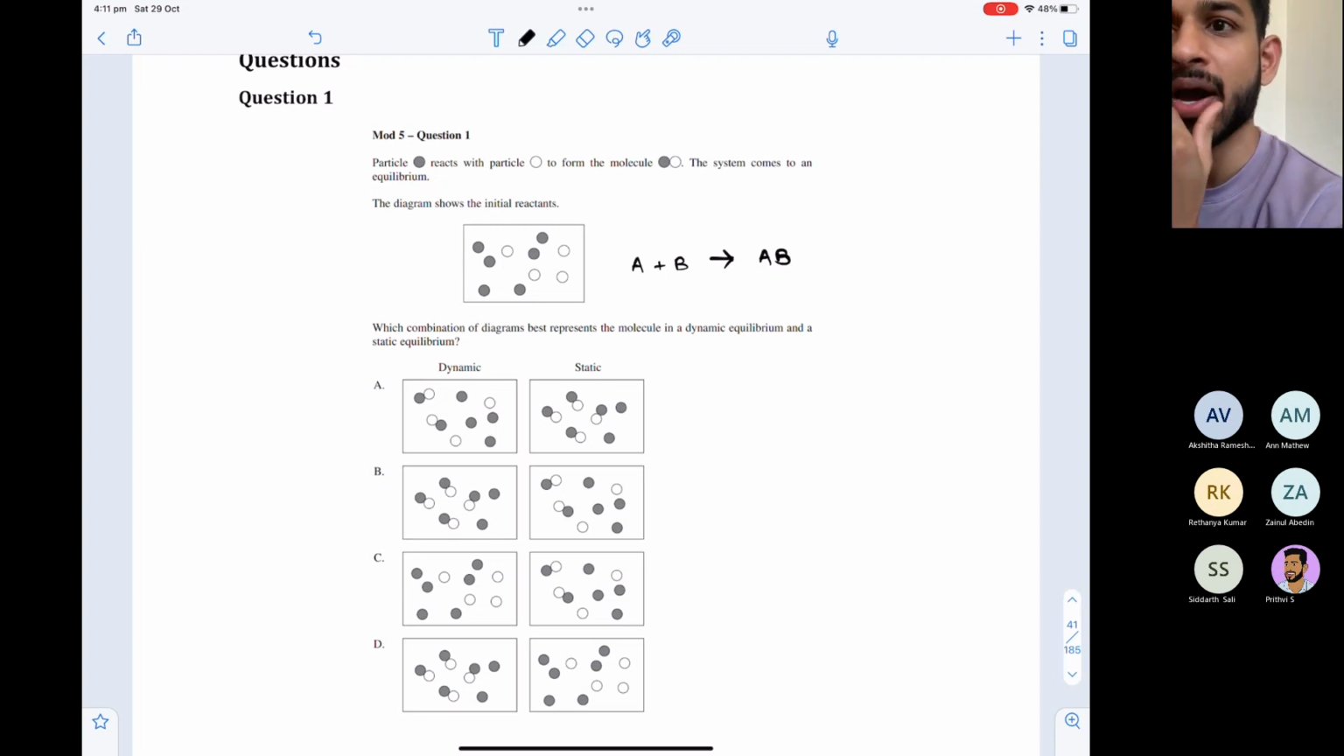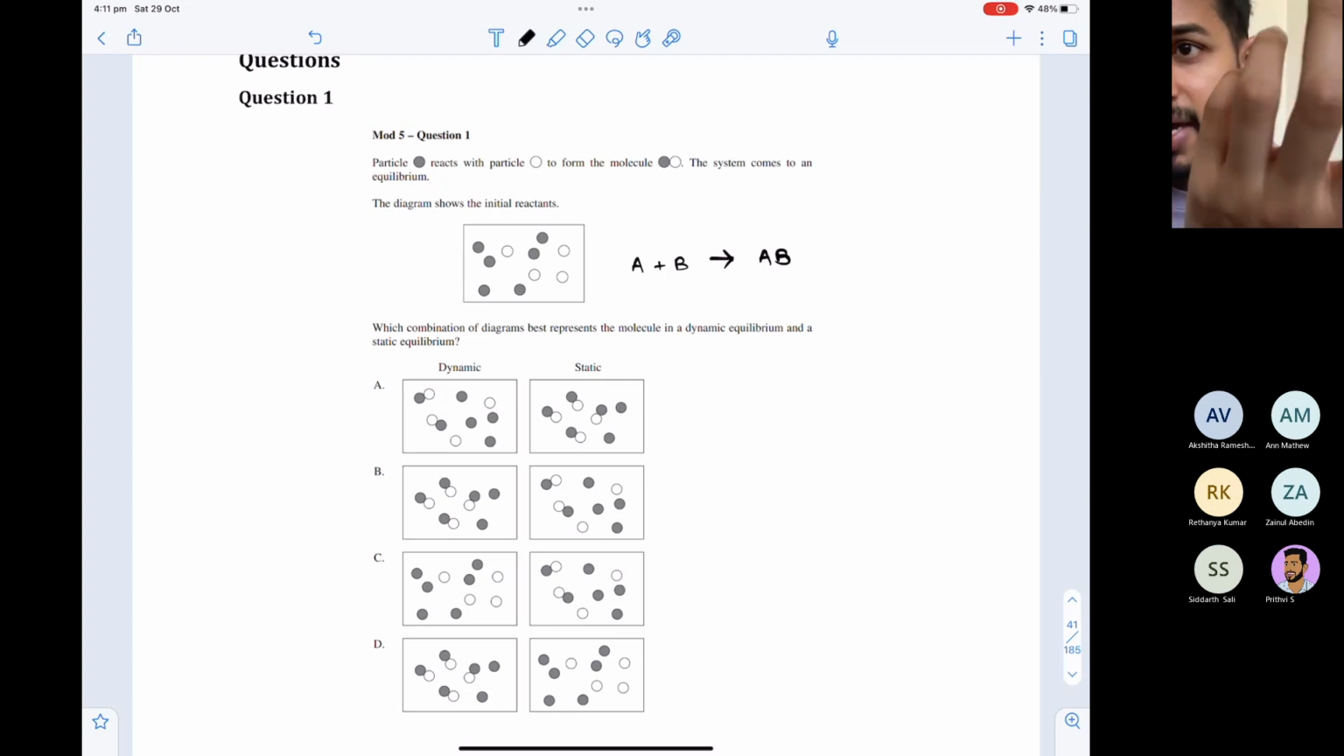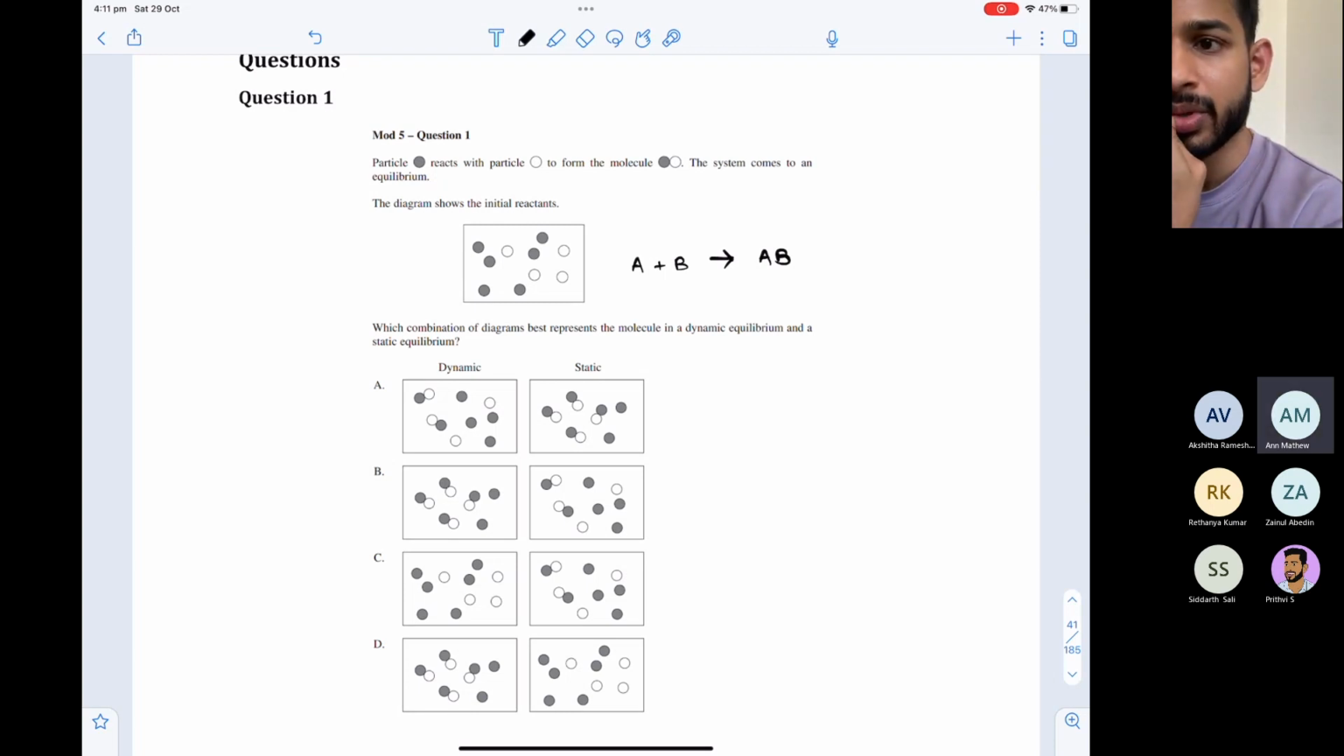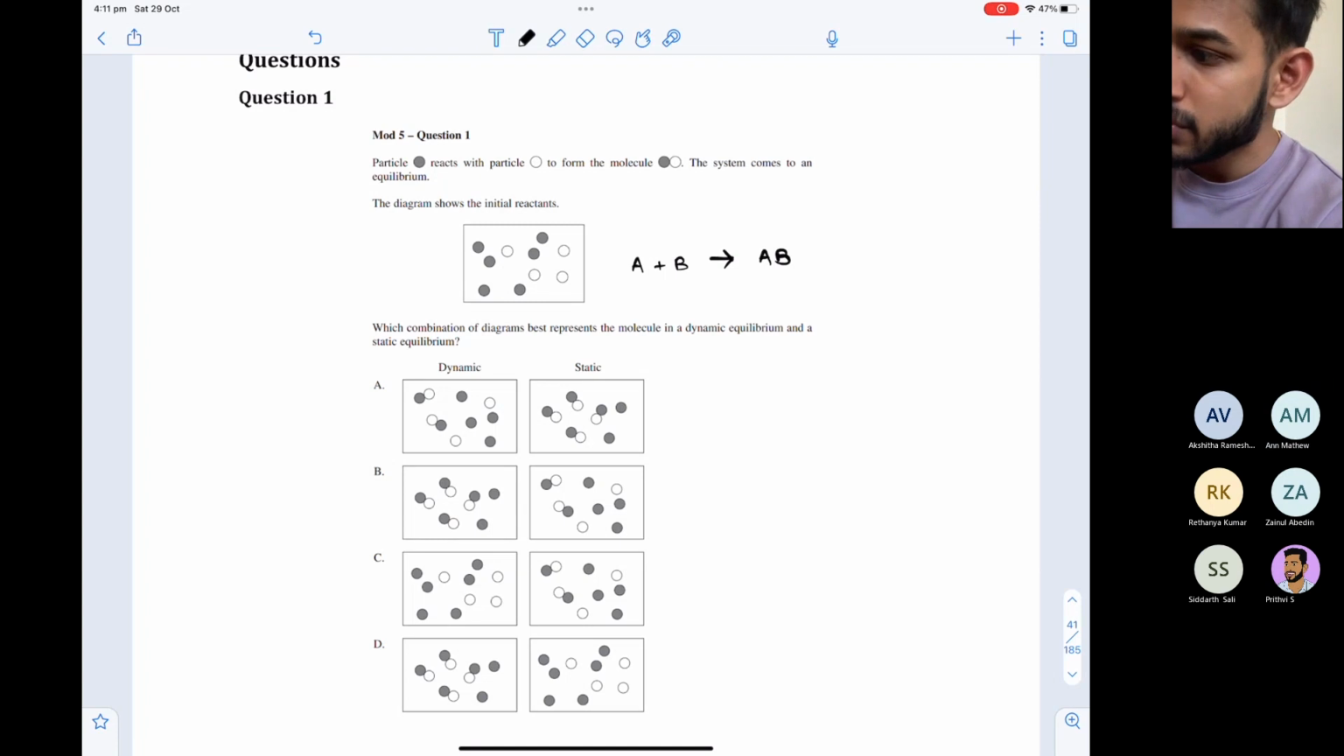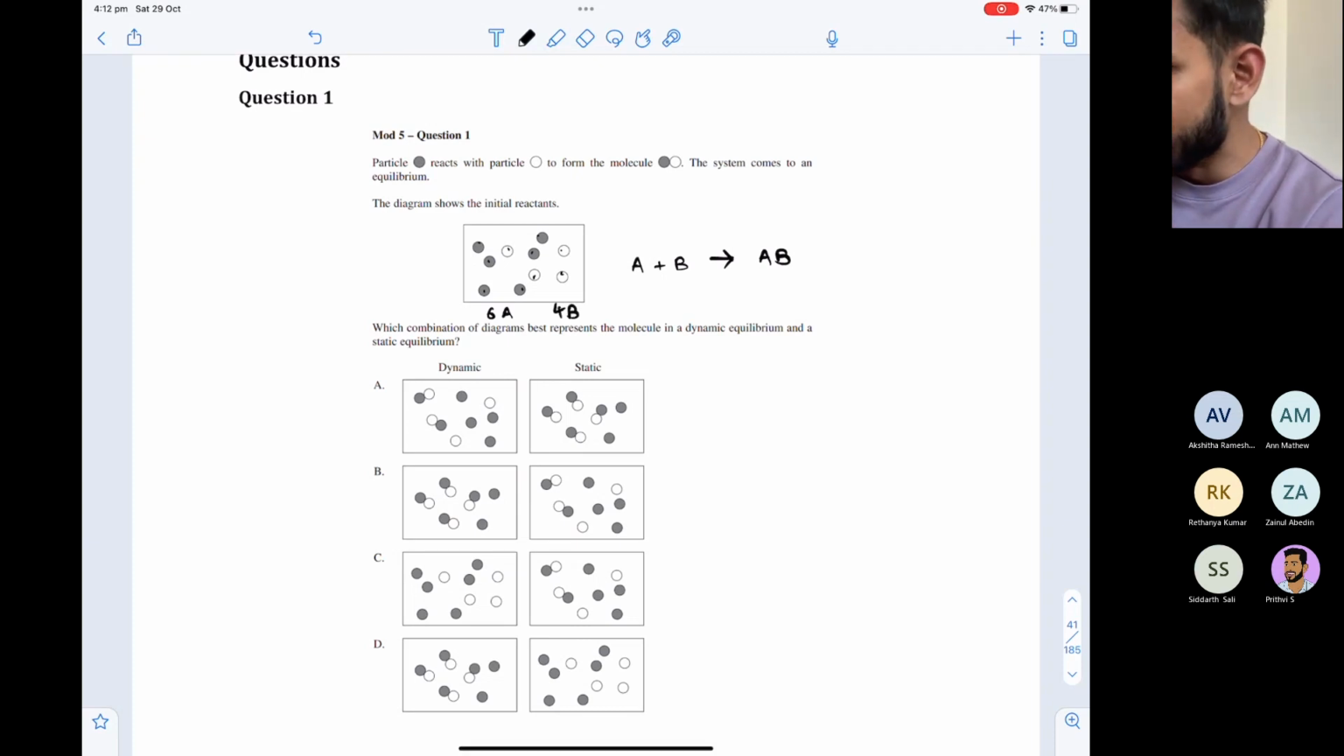So you see the initial reactants. What's initially present in this vessel? Is it A, B, all three? It has A and B. Good. And maybe just quantify the number of molecules, because that might help you as well. We don't know because we haven't gone through the entire question, but there's 1, 2, 3, 4, 5, 6 molecules of A, and there's 1, 2, 3, 4 molecules of B. Okay, good. Which combination of diagrams best represents dynamic and static equilibrium?